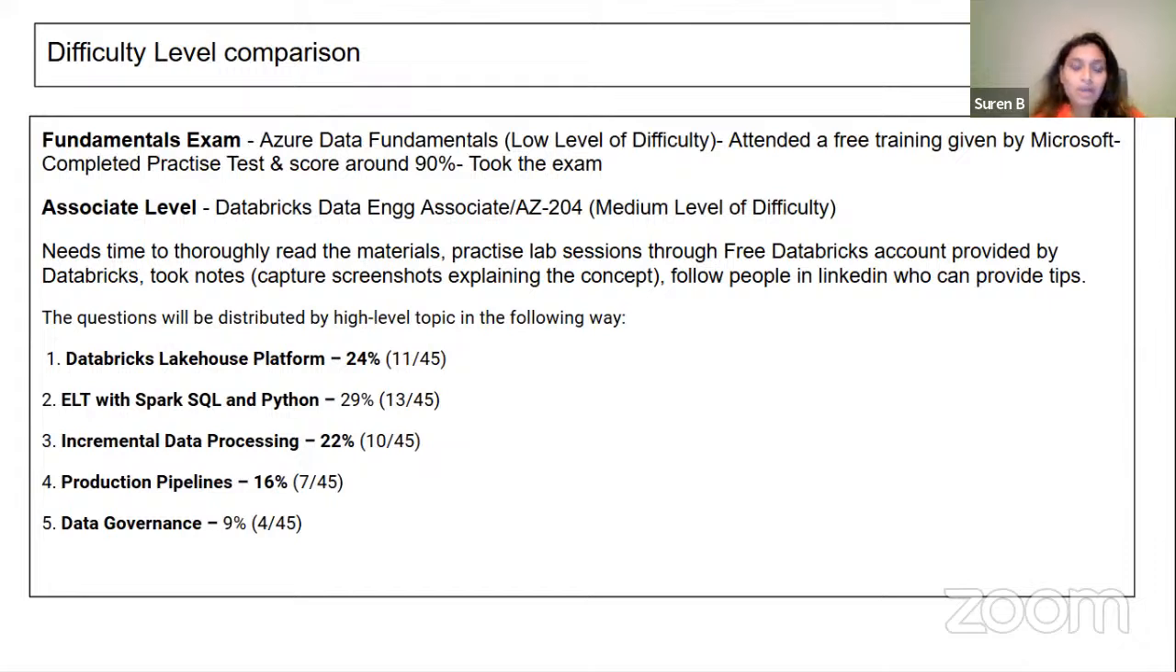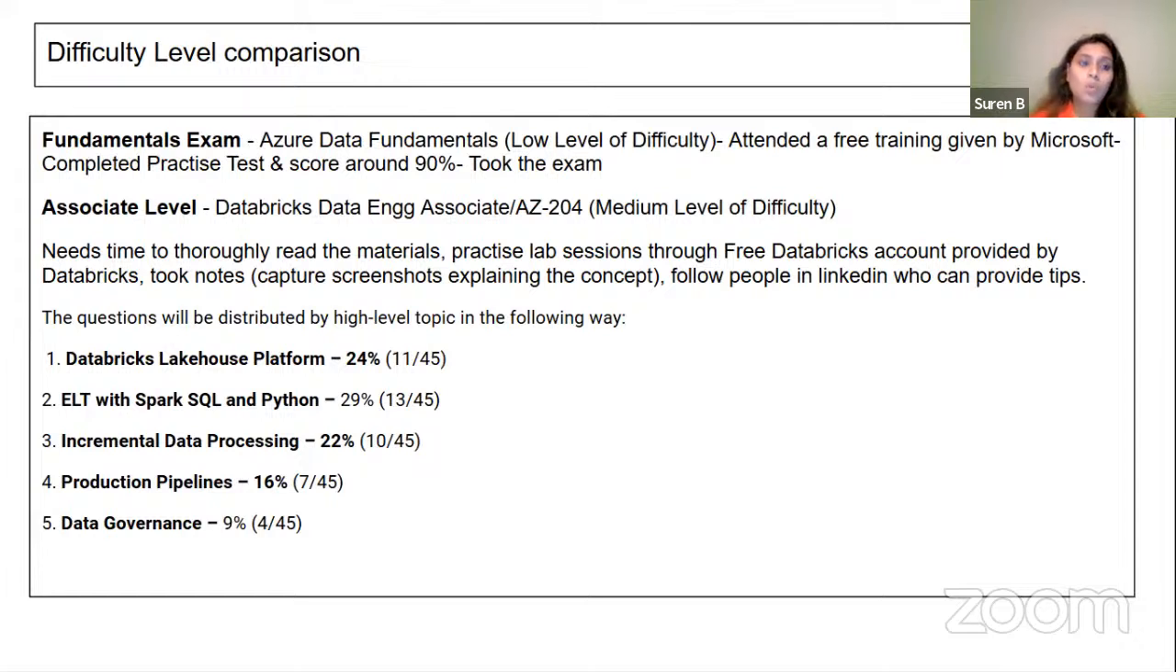To compare that with this associate level, the Databricks Data Engineer Associate examination was somewhat difficult compared to the fundamentals exam, because I needed to put in a lot of time continuously learning all the topics covered in the exam. I had to practice all the lab sessions, take tests now and then, and try to be very confident before actually signing up for the test.